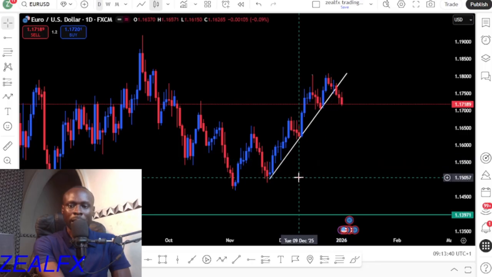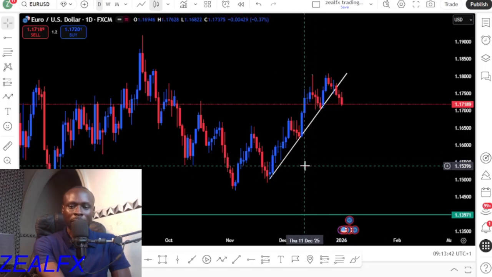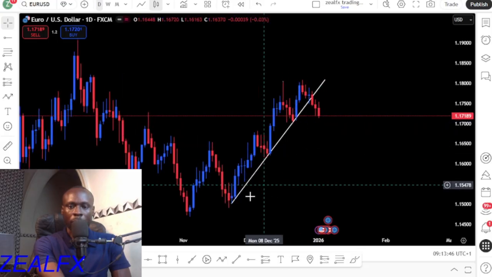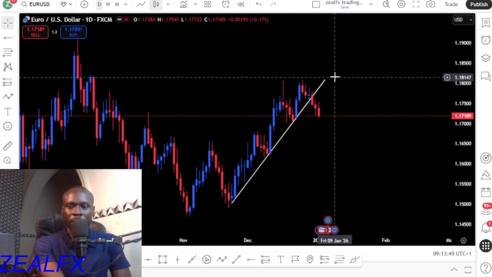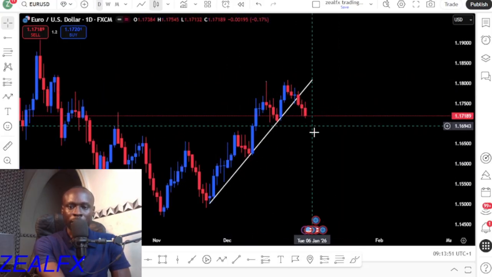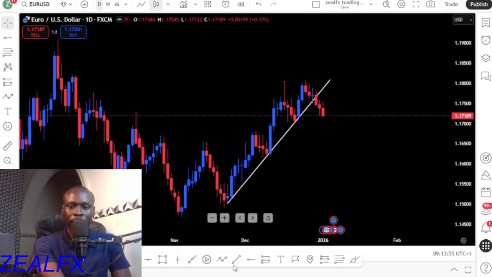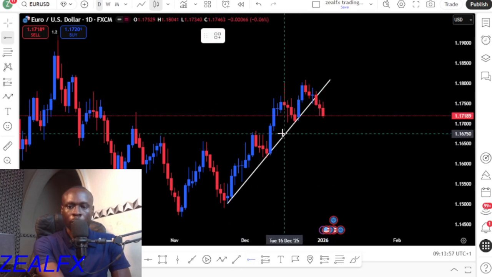So the current market condition, you can see that we have this lower low, higher low, higher low, and higher low. Then I connected my three swing levels trend line. You can see that price has closed below it, which indicates price reversal for the Euro USD to this next support level.